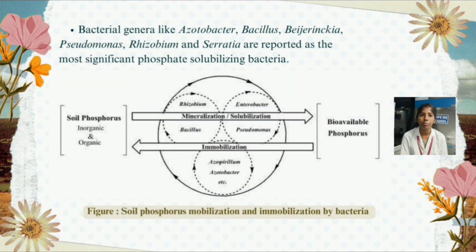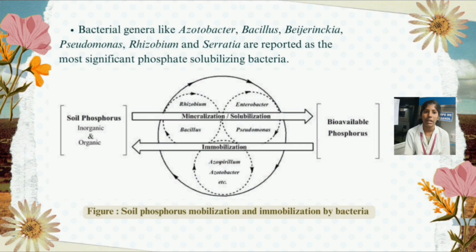Let's see the role of bacteria in phosphorus mobilization and immobilization in soil. Several bacterial genera such as Azotobacter, Bacillus, Beijerinckia, Pseudomonas, Rhizobium, and Serratia are considered the most important phosphate solubilizing bacteria. As we can see in the picture, soil phosphorus exists in both inorganic and organic forms.